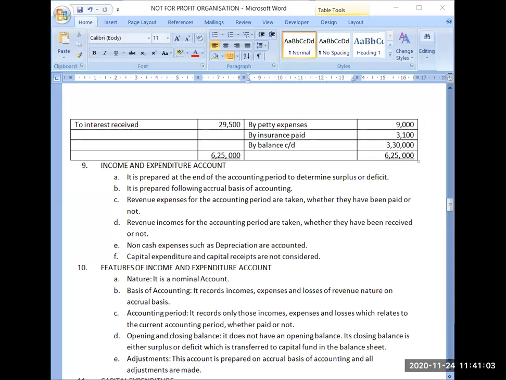Now see income and expenditure account. The next financial statement of the not-for-profit organization is income and expenditure account. First one is receipt and payment account that we have already discussed. We have learned how to prepare it. It is just a summary of your cash book, all the cash transactions done during the year.